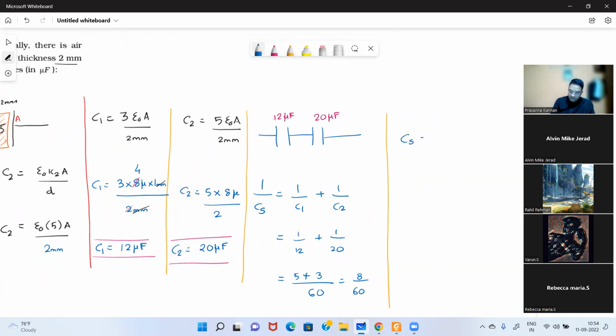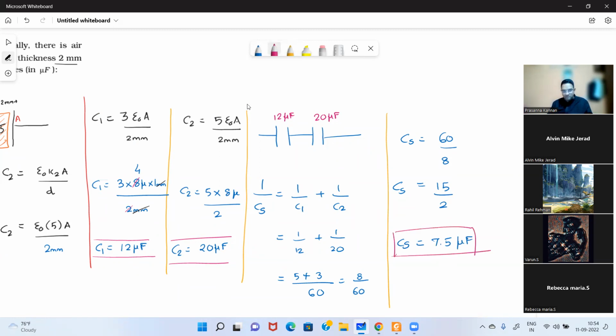So C will be the reciprocal of this, which is nothing but 60 divided by 8. If you divide by 4, or divide by 2, this will be 30 divided by 4. If you divide by 2 again, you'll get 15 by 2. Divided by 2, correct? So it is 7.5 microfarad.